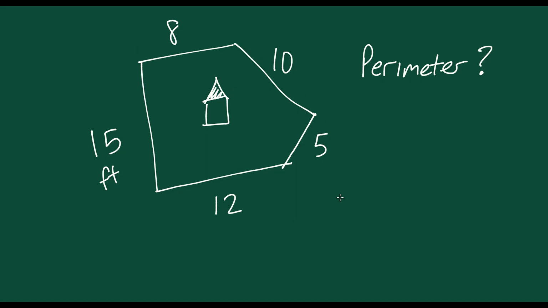Let's add the sides. So 15 plus 12 plus 5 plus 10 plus 8. Okay, 15, 12, 5, 10, 8. 15 plus 12 is 27. Plus 5 is 32. Plus 10 is 42. Plus 8 is 50. Alright, so the perimeter of this sample yard is 50 feet.